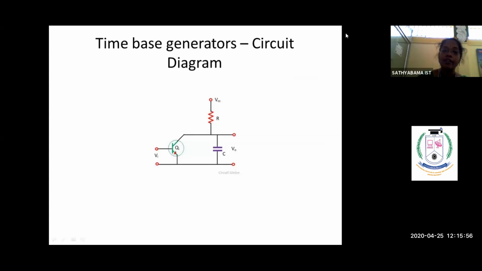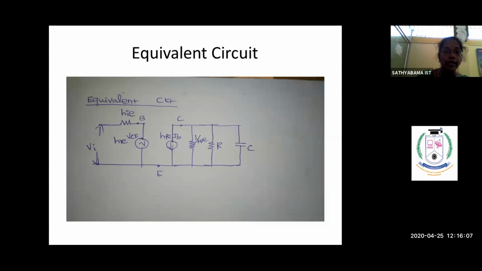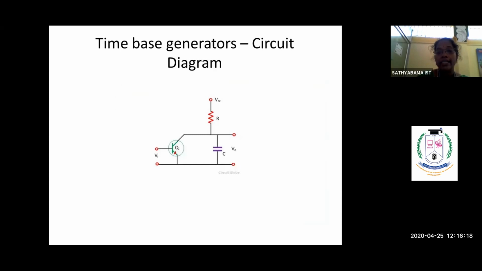So what are the requirements of Norton's equivalent circuit? We need one resistor and one current source, and they must be connected in parallel. Just by using that condition, in the equivalent circuit we have to remove the reverse voltage gain. In the next slide, after the current source, we have 1 by HOE, then R and C, which are connected in series, so in the equivalent model that becomes parallel. You can see it clearly here.